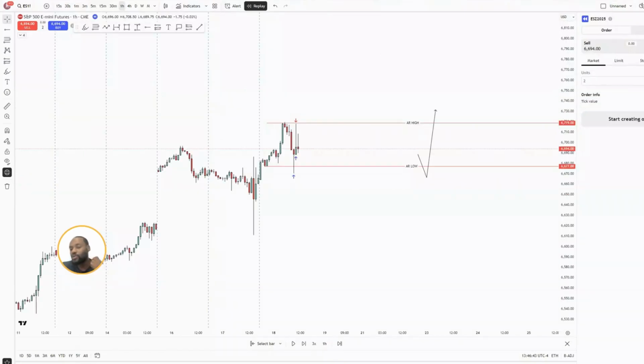I hope you guys enjoyed this video where I really break down the Asia range liquidity sweep strategy. It's been a strategy that my community has been deploying really well, and we've been finding some really good success. So if you're a trader who's trading futures or Forex, this could be something that you might want to deploy as well.